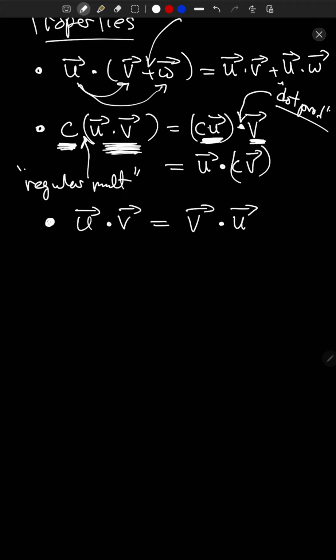Again, why is this true? Just write down the definition of the dot product, right? Because in regular multiplication, the order doesn't matter. This one is not going to matter as well, right? So let me do an example with vectors in a plane, which I haven't done yet. So (1, 2) dot (3, -1) is going to be 3 minus 2, which is 1.